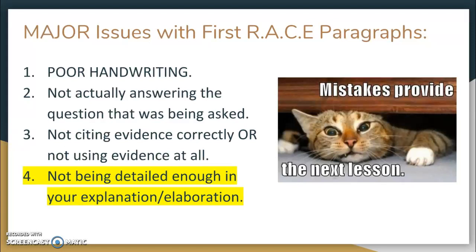Now, I want you to look at this meme to the right because I think it's an important one. Just because we make mistakes, that doesn't mean we're going to die. It doesn't mean it's the end of the world.